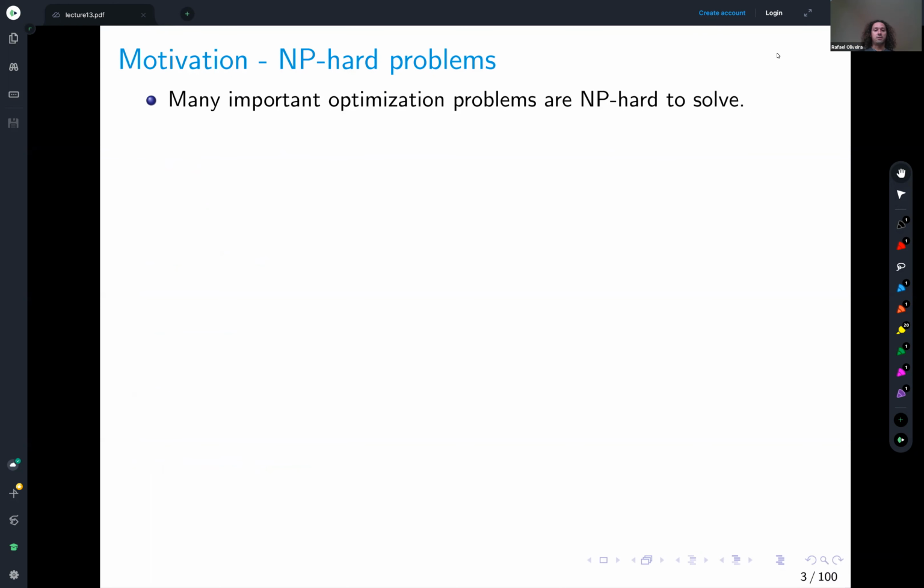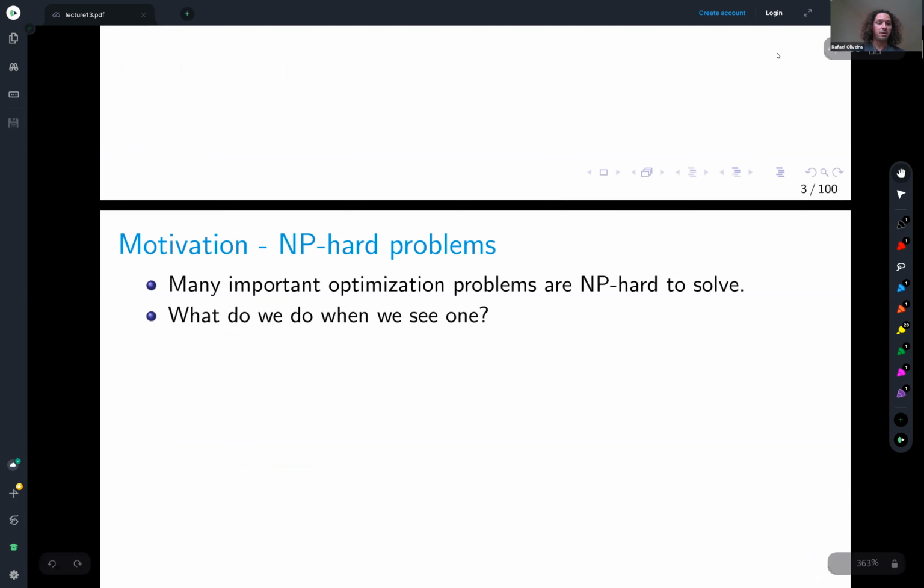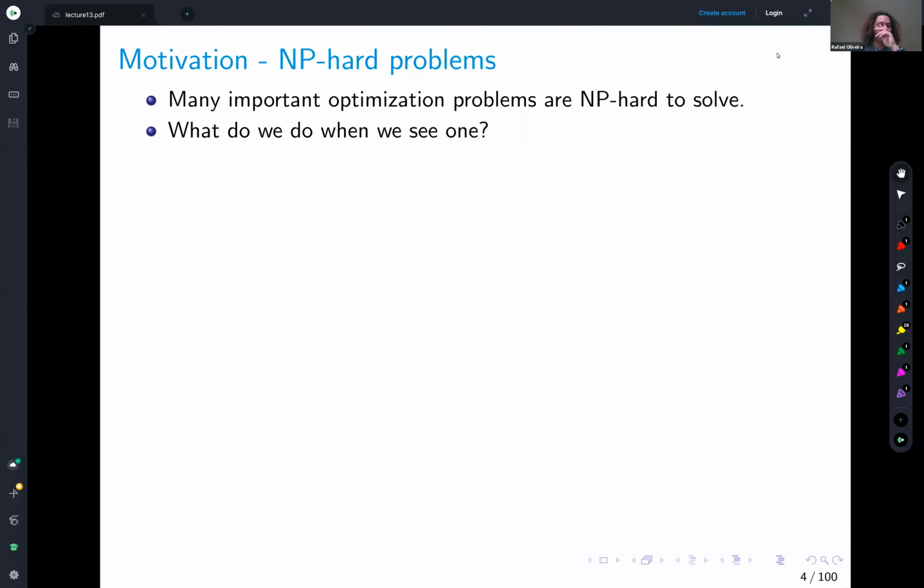So here's our main motivation, right? Many important optimization problems are NP hard to solve, but they're important, which means that we really want to solve them. So just because something's NP hard doesn't mean we should give up. But we know that they're really hard, or at least we believe that they're hard. So what do we do when we encounter an NP hard problem that we want to solve? Well, something's got to give, and usually we got to give a little bit.